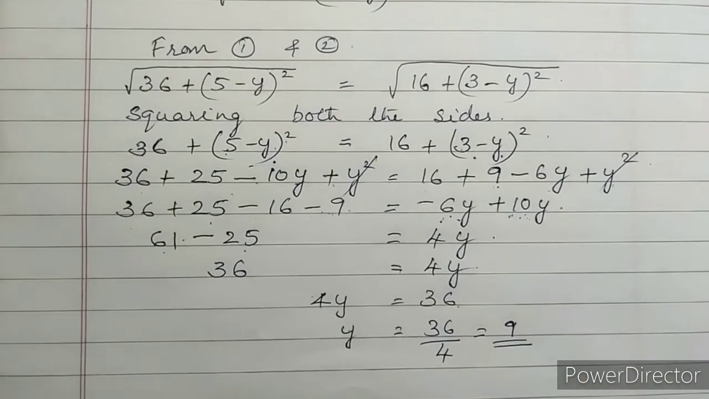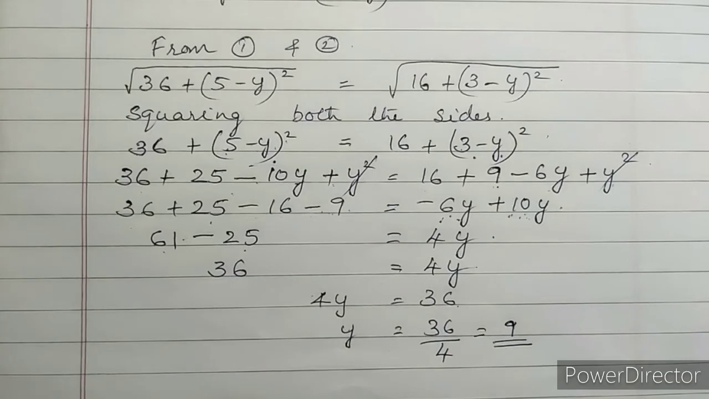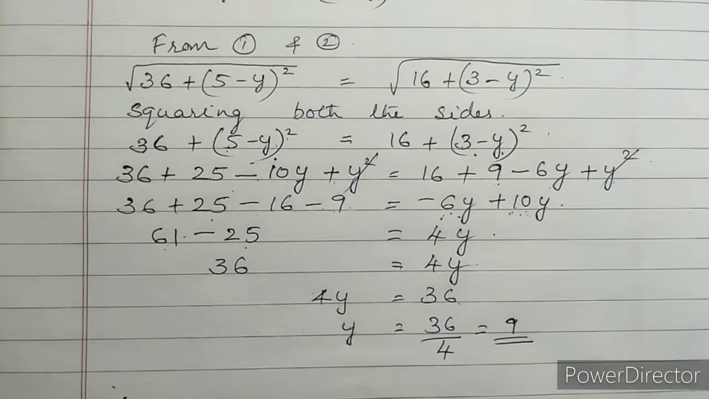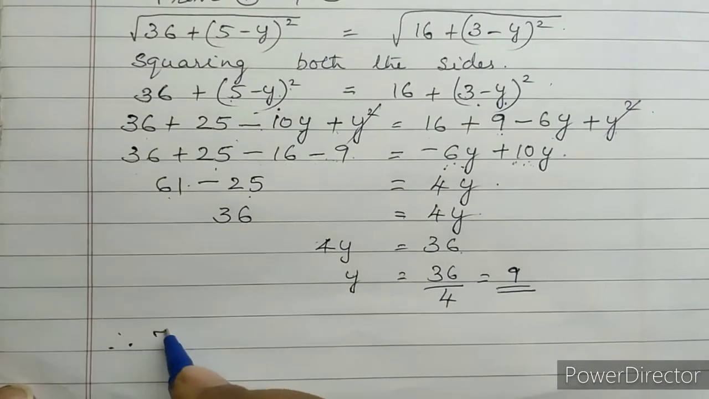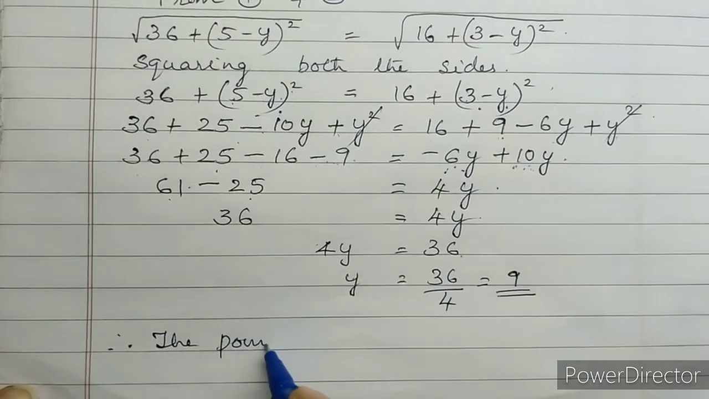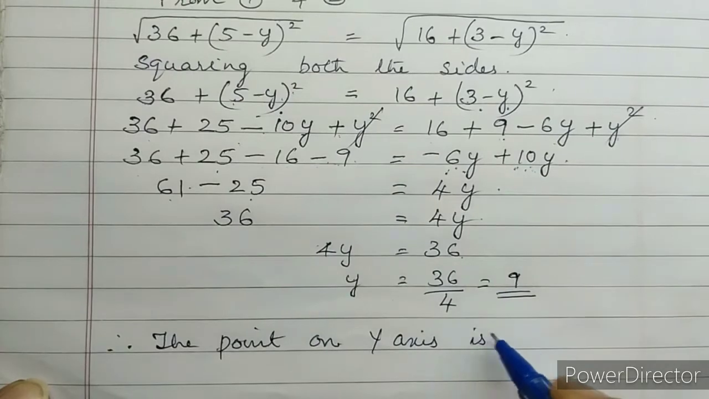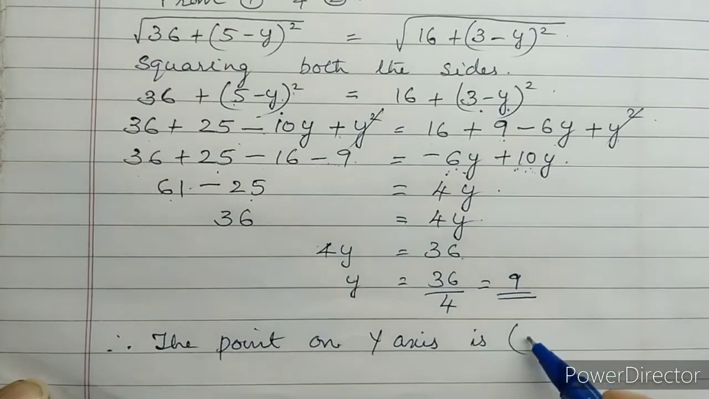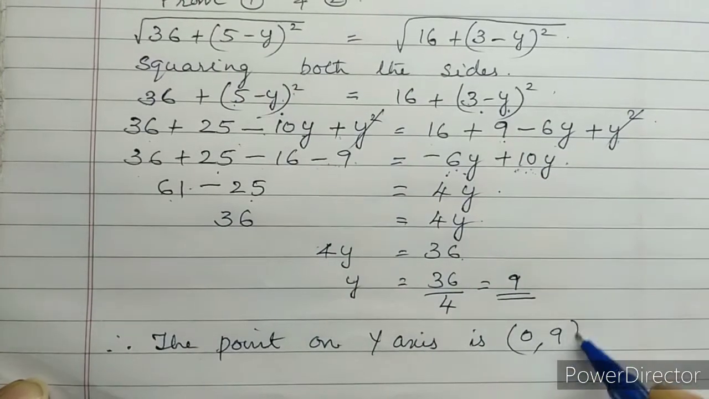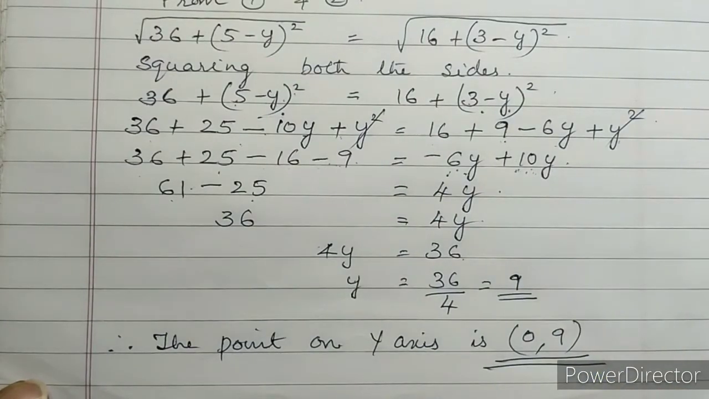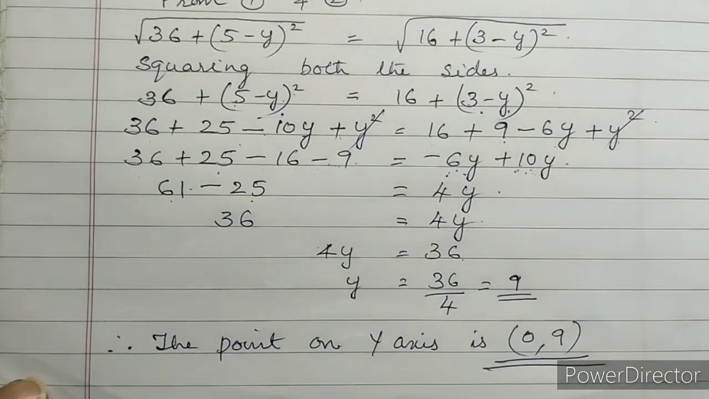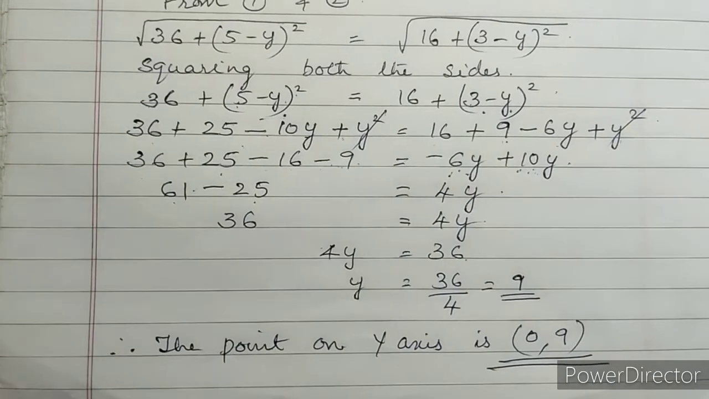So the point on the y-axis is, therefore you have to write the conclusion there. The point on y-axis is, we have taken it as (0, y), so you have to write it as (0, 9). So this is the final answer. So previous video we have done point on x-axis, this video we have done point on y-axis. So hope both you understood. This is important question, children, you have to practice this sum.